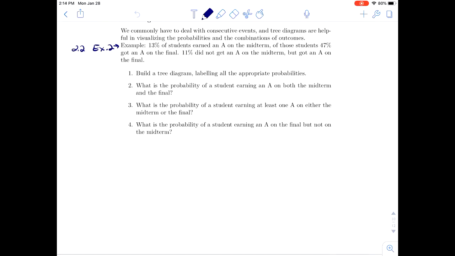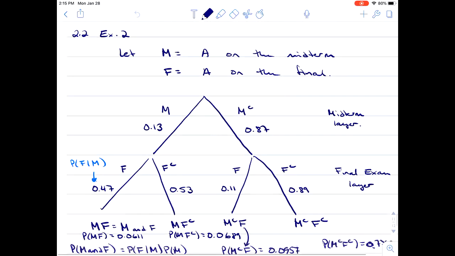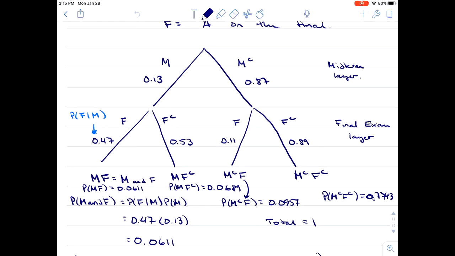What's the probability? So question 2, what's the probability of a student earning an A on both the midterm and the final? Right. So now that we have our tree diagram, we can say, okay, well, we have to have an A on the midterm, so we have to go down this branch. But then we also have to have an A on the final, so this is the only branch that satisfies that. And we know that the probability of ending up here is 0.0611, because that's what we calculated last day.